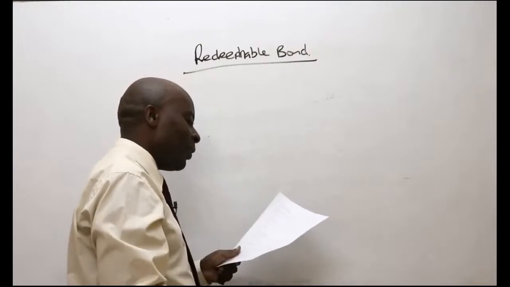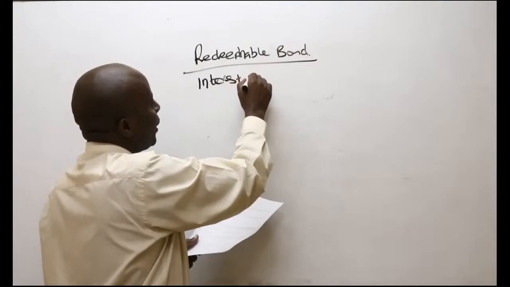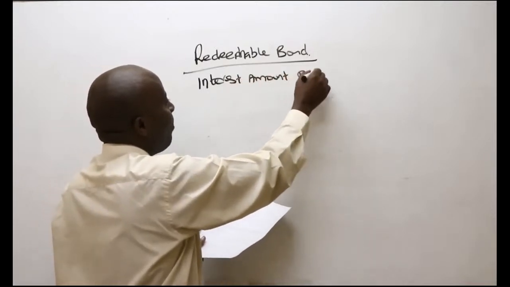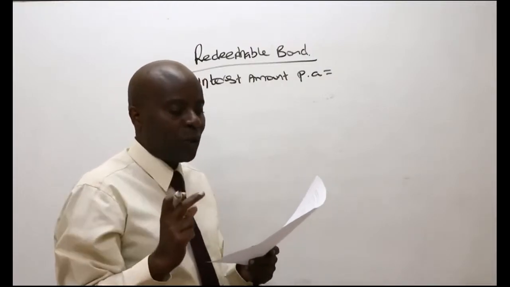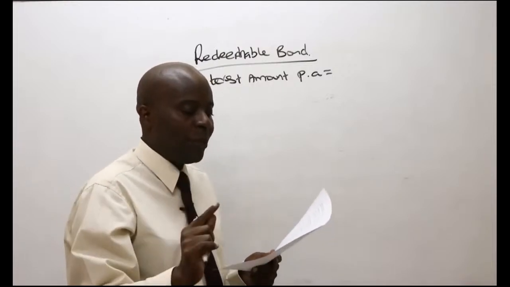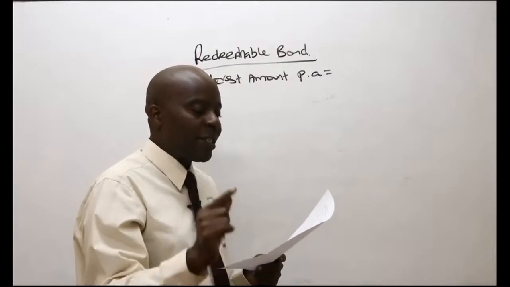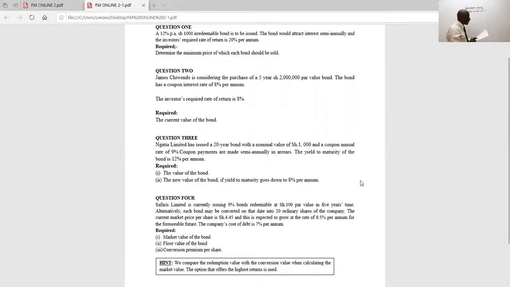So if it is redeemable, 2 things. Give me the interest amount per annum. What do we have? They have given us the coupon interest rate. They have told us in this second line that the bond has a coupon interest rate of 8% per annum. So then this will be 8% of the par value, which is 2 million. So we have here 8% of 2 million.